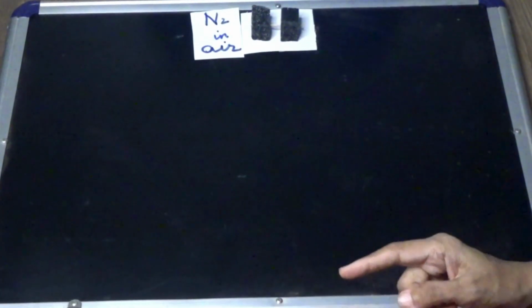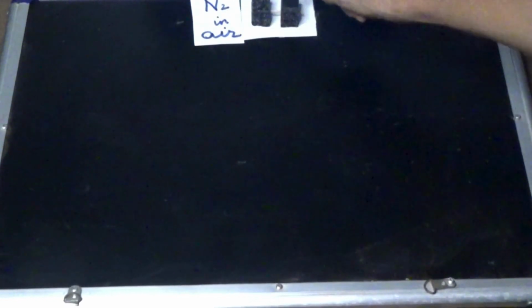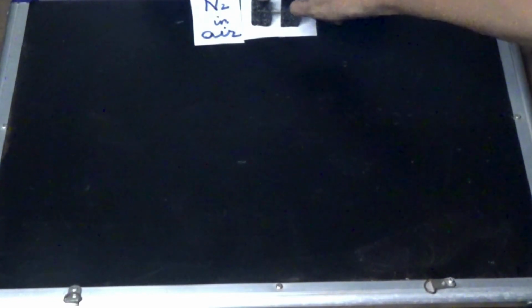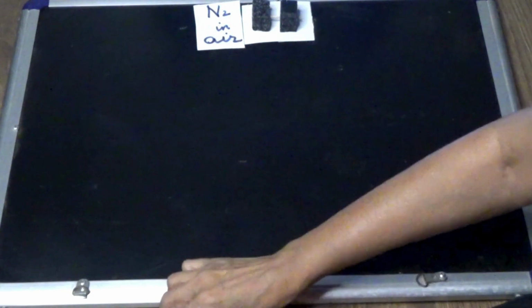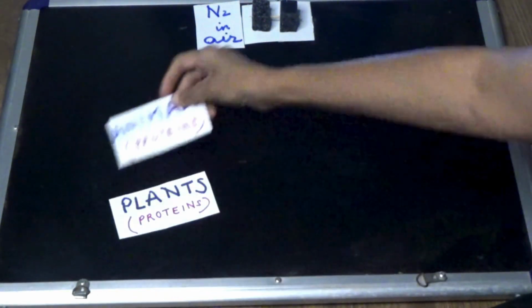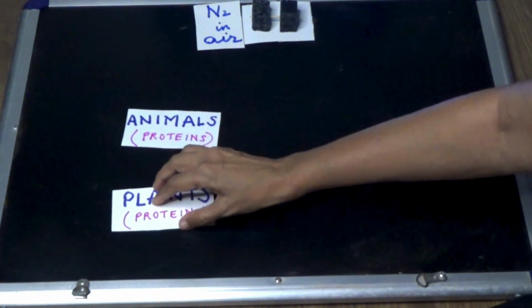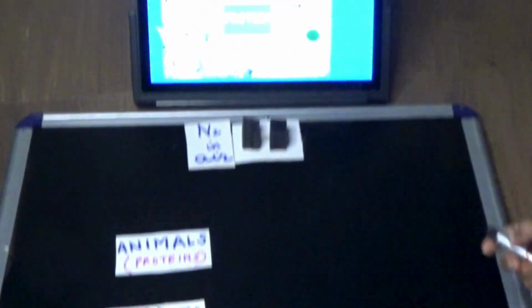Let's talk about the nitrogen cycle today. Nitrogen is present as N2 gas in air, and for that we have shown two blocks joined together. This nitrogen is very vital for plants and animals, who cannot function without it and whose bodies cannot be made without it. So let's see why it is important.